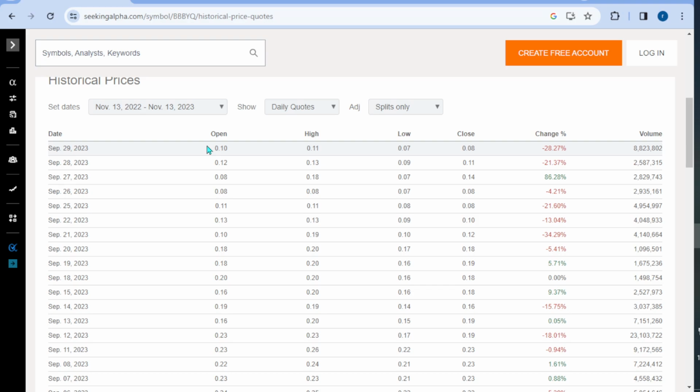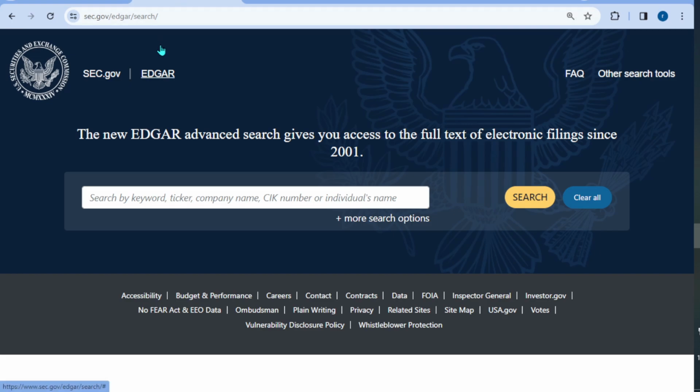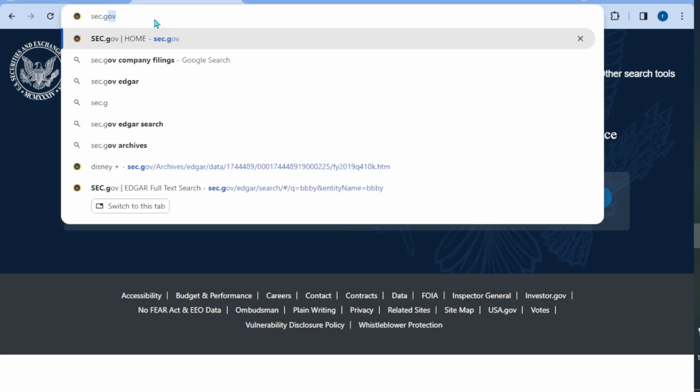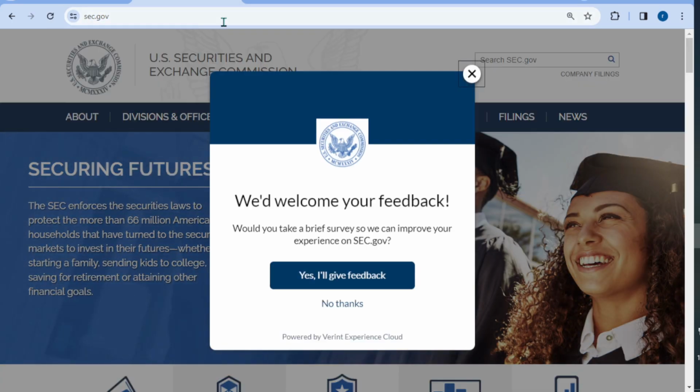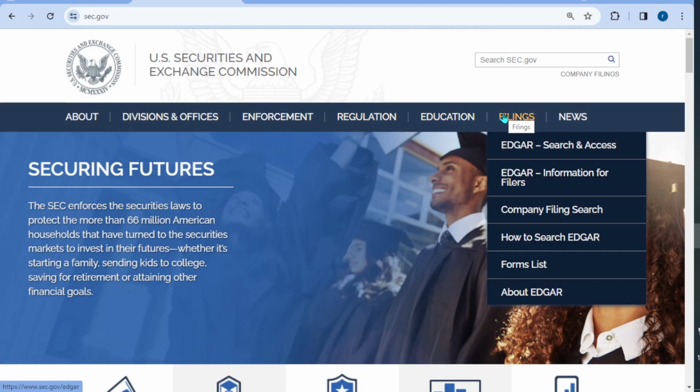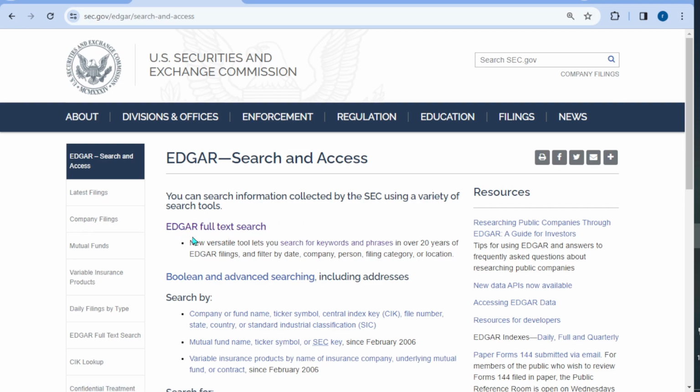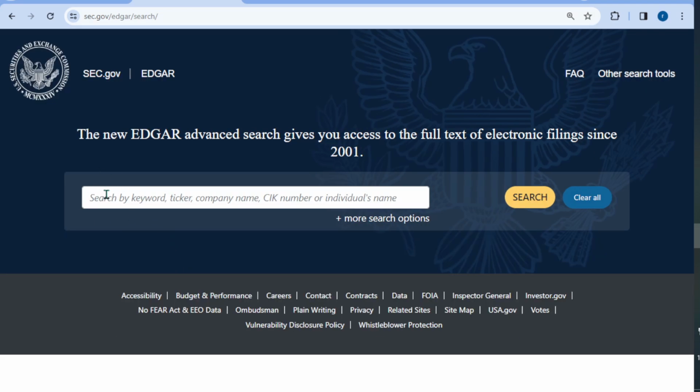So, obviously, we're not going to go to the company website because it doesn't exist anymore. Where we would want to go instead is the SEC, because pretty much everything that they are filing is going with the SEC. So right here, we would look up sec.gov. And then where would I look? I would go into filings, do search and access, and then go over to this EDGAR full text search. And right here, I would be typing in BBBYQ.